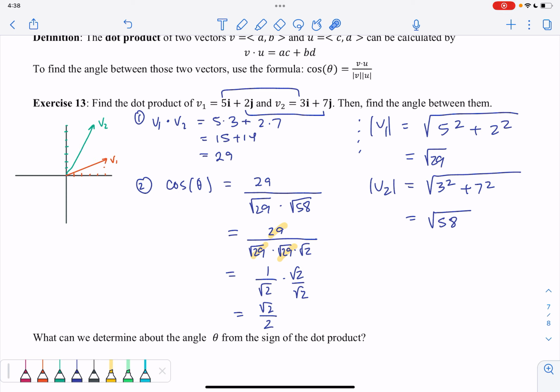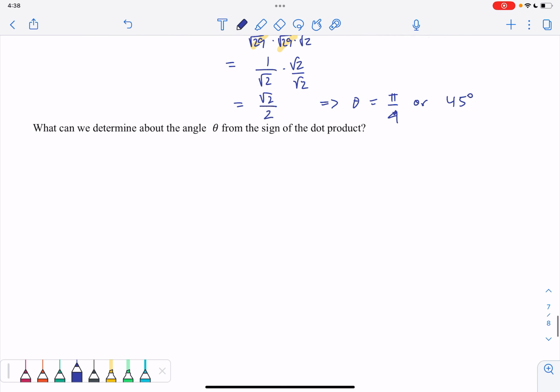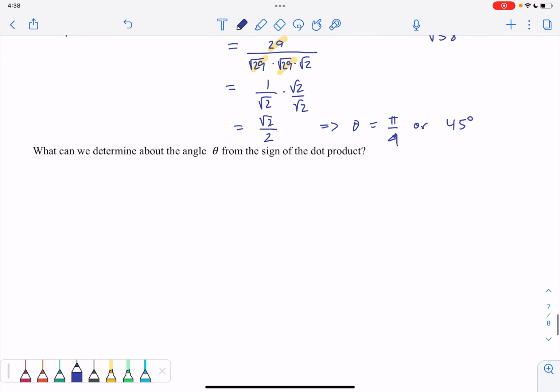So what angle here would qualify where cosine of theta is equal to root 2 over 2? Well, on the unit circle, the two angles that make this true are pi over 4 and 7 pi over 4. So we want to use pi over 4. In this case, we see that the angle between these two vectors is pi over 4, or 45 degrees. So what can we determine about the angle theta from the sign of the dot product?